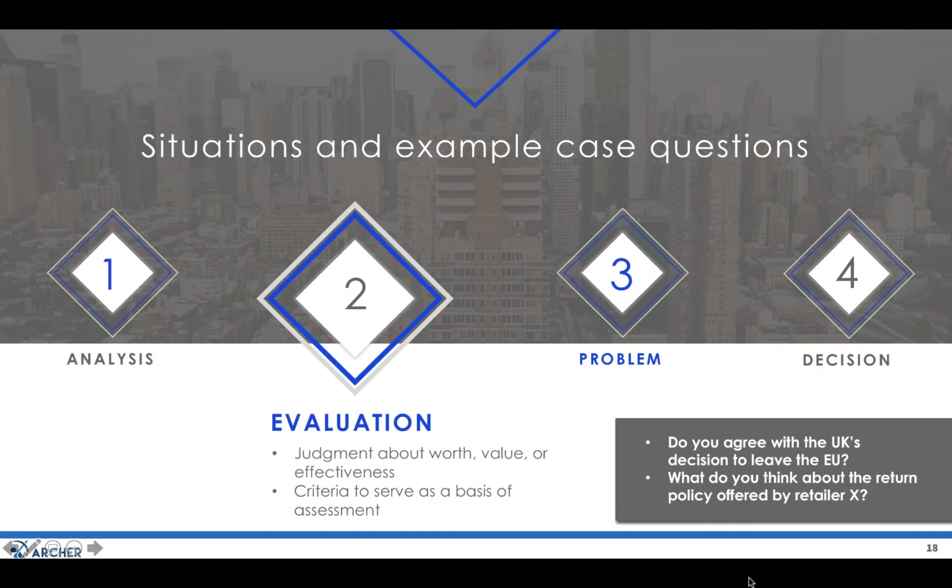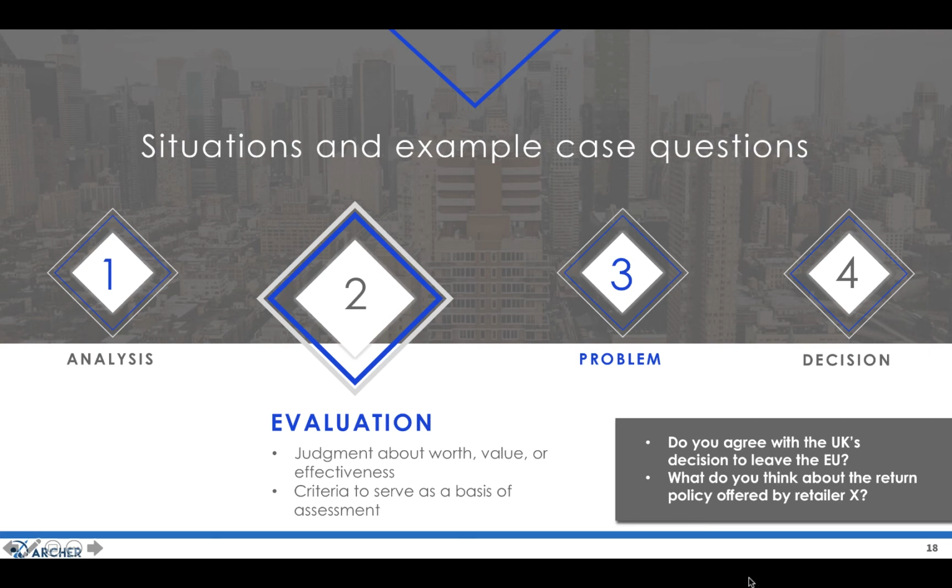The second type of case question we call evaluation. Fundamentally, what that means is that you're going to look at both sides of an issue, or pros and cons. That's very important to understand because you've got to do some good analysis to get to that evaluation. It could be qualitative, it could be quantitative. So, a couple of example questions. Do you agree with the UK's decision to leave the EU? Or what do you think about the return policy of a given retailer? That could be the focus of the case. It could also be one aspect of the case. So that's something to keep in mind.